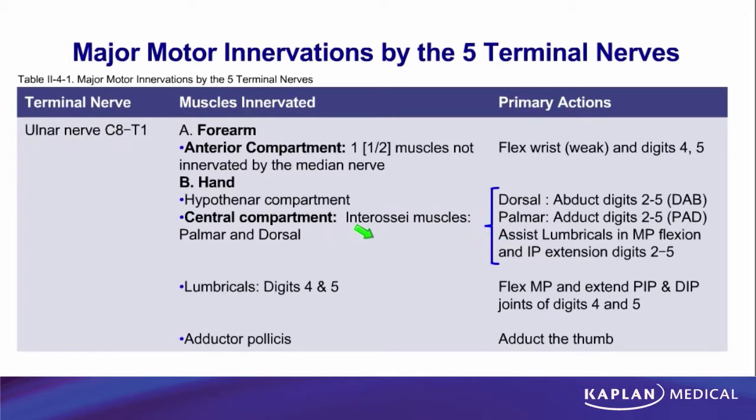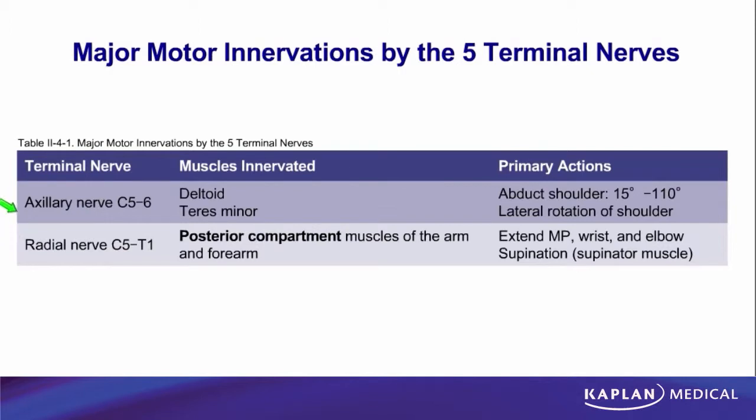Okay, so we've finished all 3 anterior division nerves, and we've done all of the anterior muscles. So that just leaves us with 2 posterior division nerves, axillary and radial.